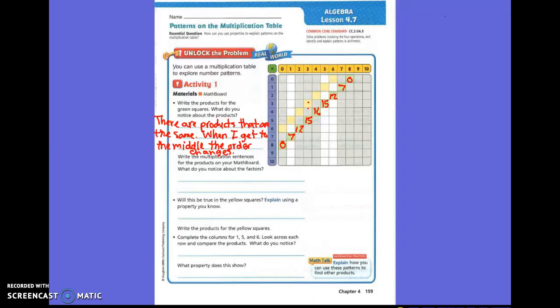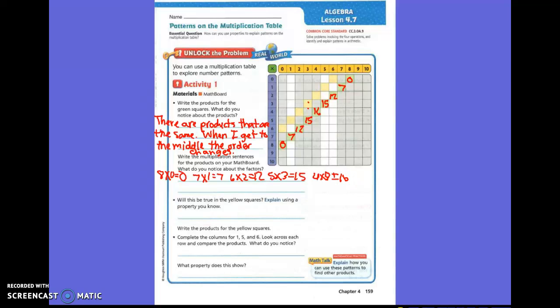Okay, now we're going to write multiplication sentences for the products on our math board. What do you notice about the factors? Okay, so the multiplication product we have is 8 times 0, right? 8 times 0 equals 0. 7 times 1 equals 7. 6 times 2 equals 12. 5 times 3 equals 15. 4 times 4 equals 16.